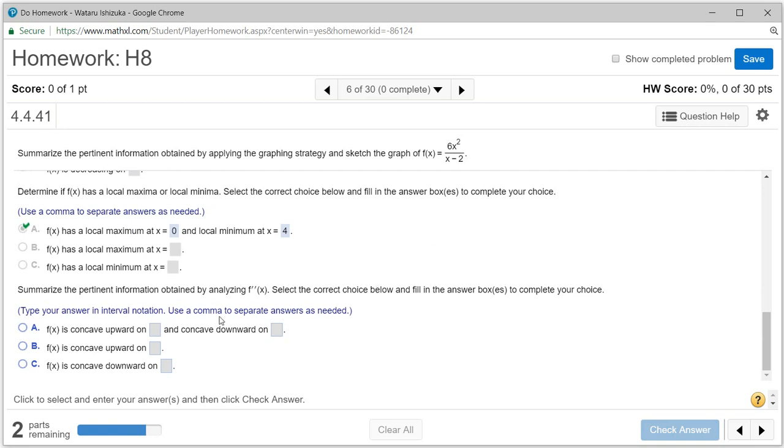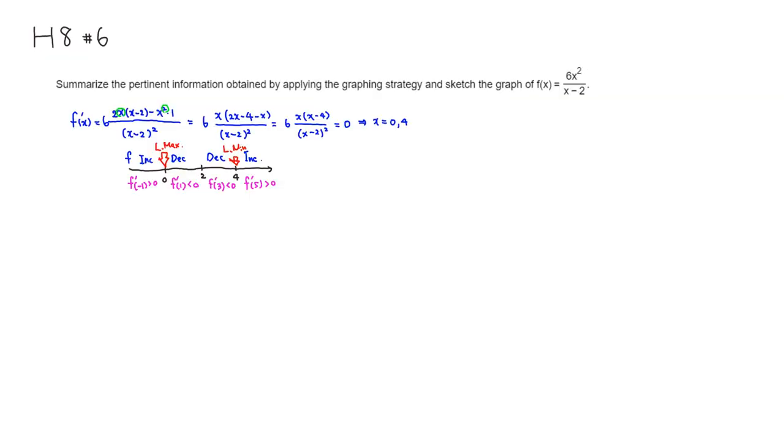All right, and we want to look at the concavity. So we're going to look at the second derivative. All right, so we're going to have to take the derivative of this again. So you have f double prime of x equal to, actually I'm going to just rewrite it this way. So this is going to be, let's see, I'm going to write this as a 6, and then you have x squared minus 4x, and then you have x minus 2 squared. All right, so let's take the derivative of that.